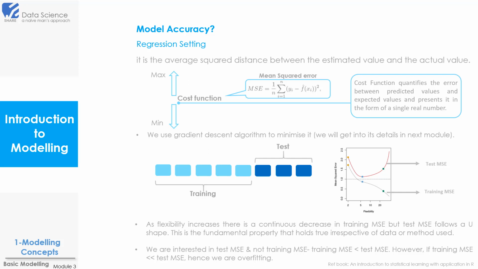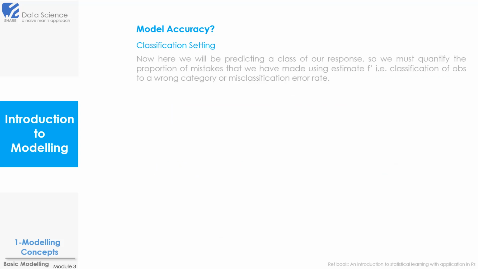Now let's have a look at the classification setting as well. Here we will be predicting a class of a response, which class our response variable belongs to, like we did in our previous example of identifying a cherry or not a cherry. So here we will not use MSE. Rather, we must quantify the proportion of mistakes that we have made using the estimated function f hat. Simply put, it is the classification of observations to a wrong category, or the misclassification error rate.